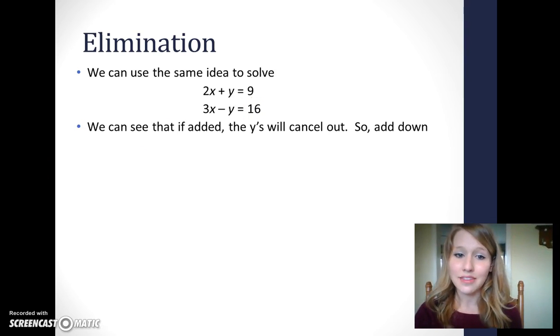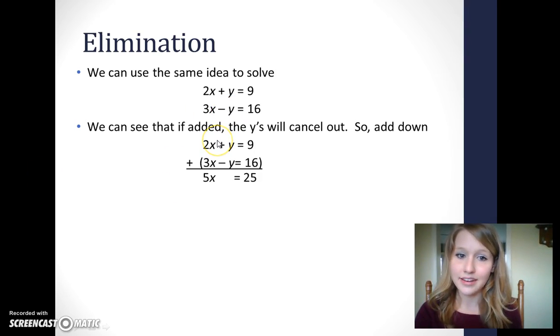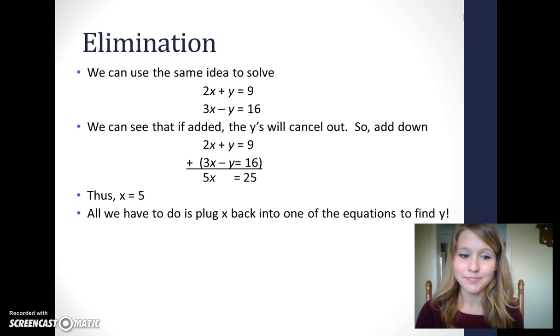If we look at this system of equations, and we're thinking about if we add down, well, if we add down here with our y's, then our positive y and our negative y will cancel out. So if we go ahead and add down our equations, we have 2x plus 3x equals 5x, positive y plus a negative y equals 0, and 9 plus 16 equals 25. And if we divide both sides by 5, then we have x equals 5.